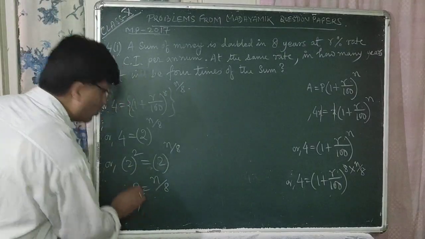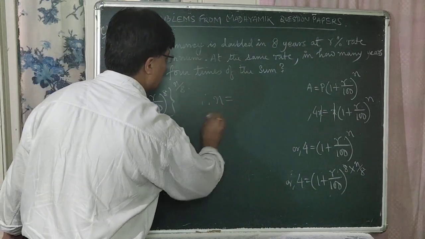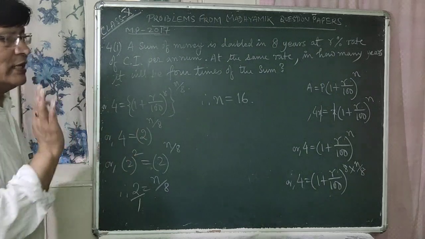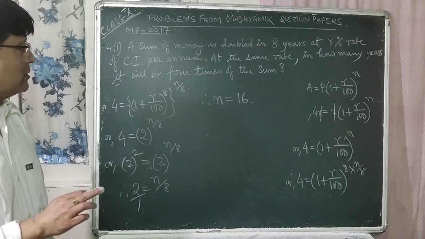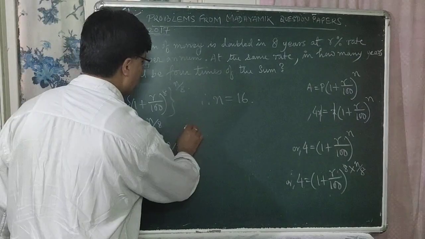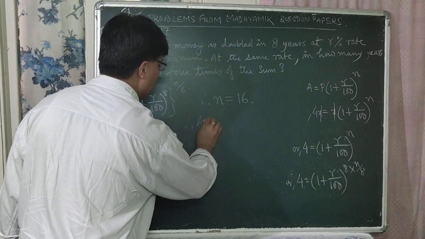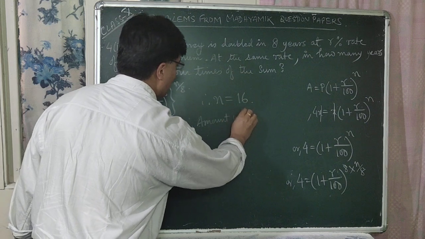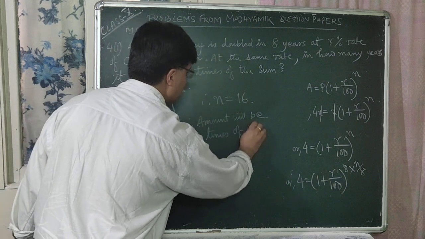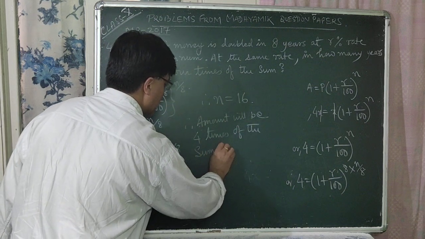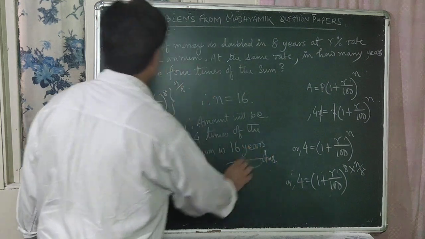So below 2 there is 1. So if you cross multiply, what do we get? 1 into n is equal to 2 8s are 16. So in how many years it will be 4 times of the sum? So in 16 years. Therefore amount will be 4 times of the sum in how many years? 16 years. So this is the answer.